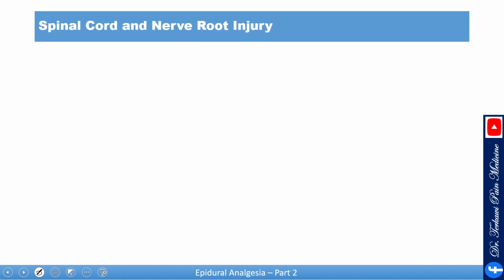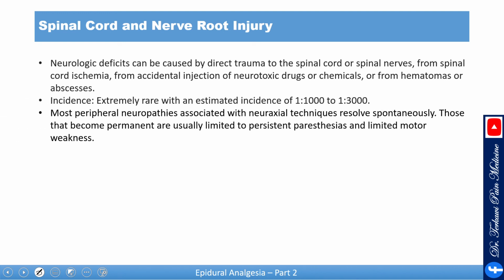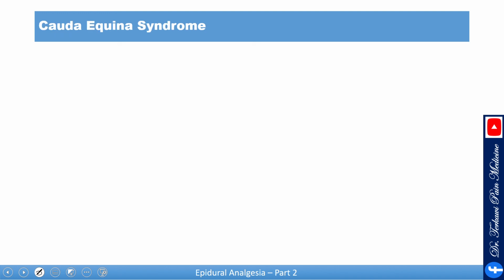Spinal cord and nerve injury. Neural deficit can be caused by direct trauma to the spinal cord or spinal nerve, injury, ischemia, or hematoma, but they're, again, fortunately, extremely rare. And most peripheral neuropathy associated with neuraxial technique resolves spontaneously. Those that become permanent are usually limited to persistent paresthesia and limited motor weakness.